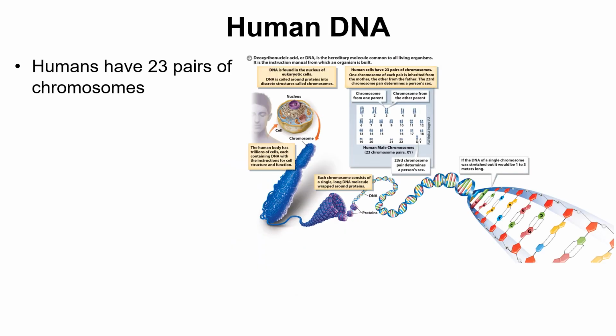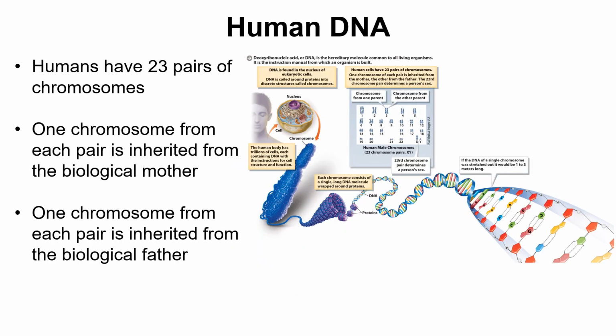Humans have 23 pairs of chromosomes. Half of those came from mom, and the other half came from dad. 22 of those pairs are autosomes, and there's something very special about the 23rd one. So let's find out what's so special about the 23rd pair.